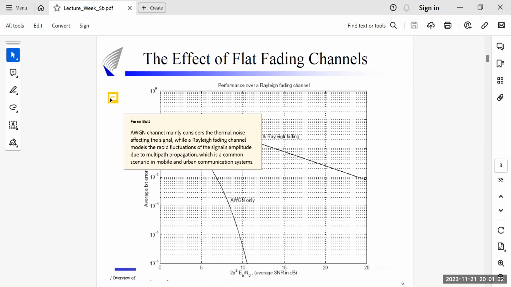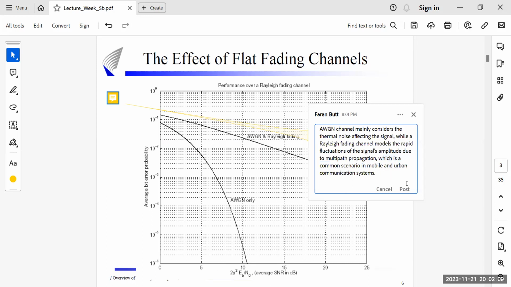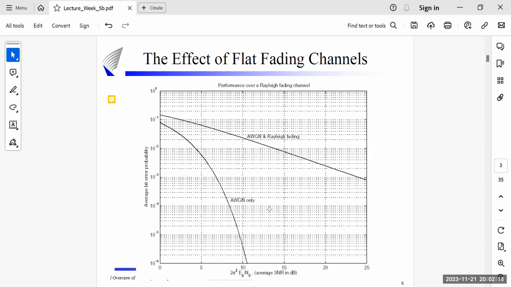As far as AWGN channel is concerned, it considers the thermal noise affecting the signal, while a Rayleigh fading channel models the rapid fluctuations of the signal amplitude due to multipath propagation, which is a common scenario in mobile and urban communication. And therefore, we usually talk about AWGN for the noise and AWGN and Rayleigh fading, which is the non-line of sight kind of fading, whenever we're talking about a communication system.